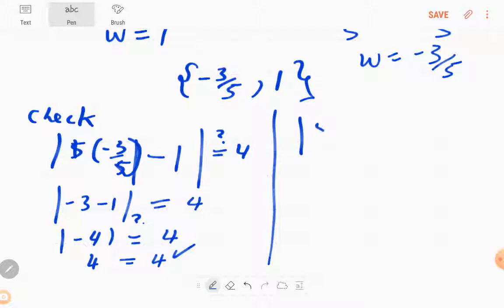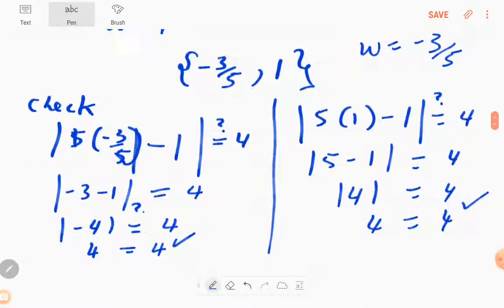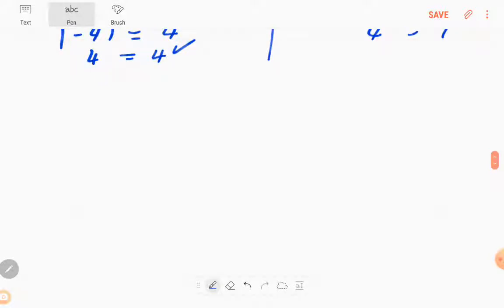So we have absolute value of 5 times 1 minus 1. Is that equal to 4? So we have absolute value of 5 minus 1, so absolute value of 4. Absolute value of 4 is equal to 4. So this checks off as well. So whenever we have absolute value equations, we should check our answers to make sure that they work out properly. Okay, let's look at another example.